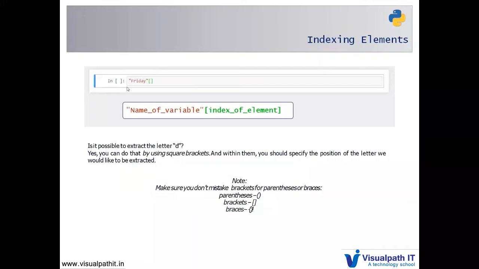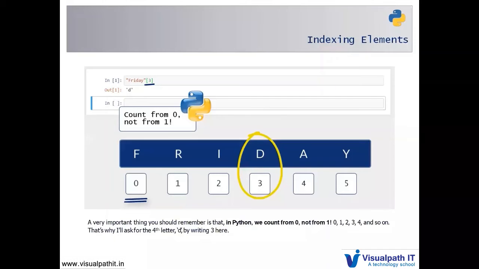Assuming that we have a string named Friday, this is in the form of an array wherein we have the square brackets. If we want to extract the letter D, how do we do it? We need to know the position of D in the string Friday. So if we want the letter D, we need to specify Friday, square brackets, a value of 3 inside.